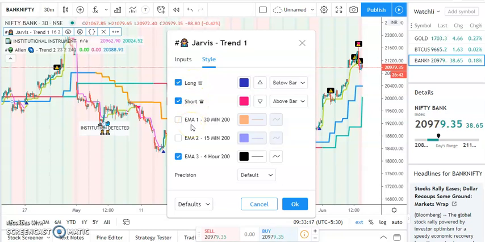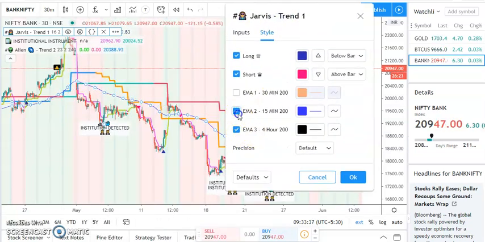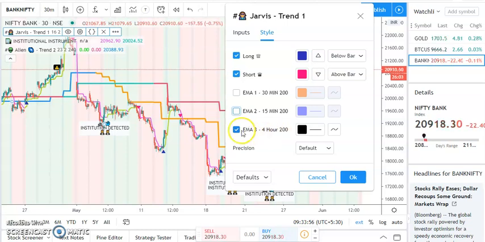If you want the EMA 1 30-minute 200 or EMA 2 15-minute 200 line, because the 30-minute 200 and 15-minute 200 EMA lines are very powerful, it will be helpful for scalpers or trend traders. It will also give you the direction of the market. If you don't want this, you can uncheck it. If you want the 4-hour 200 EMA line, you can keep it. I keep the 4-hour 200 EMA because it will act as a support and also tell the market direction. It's all about trend trading, right? So it will give the correct direction of the trend. If you want, you can uncheck it.